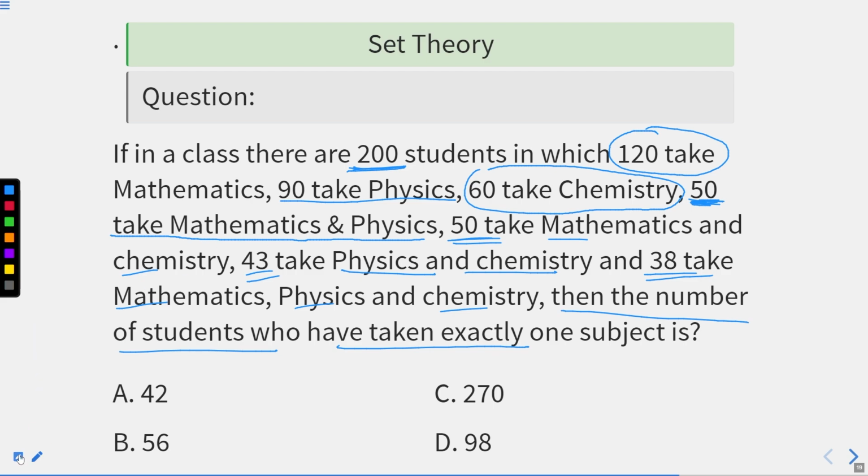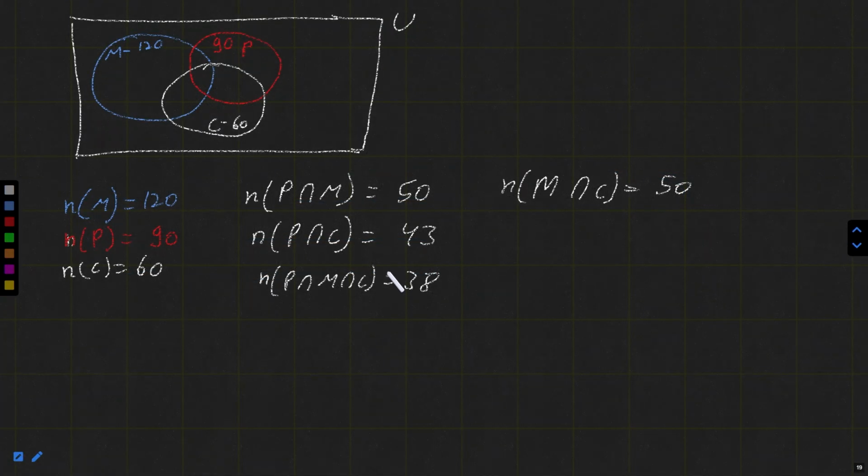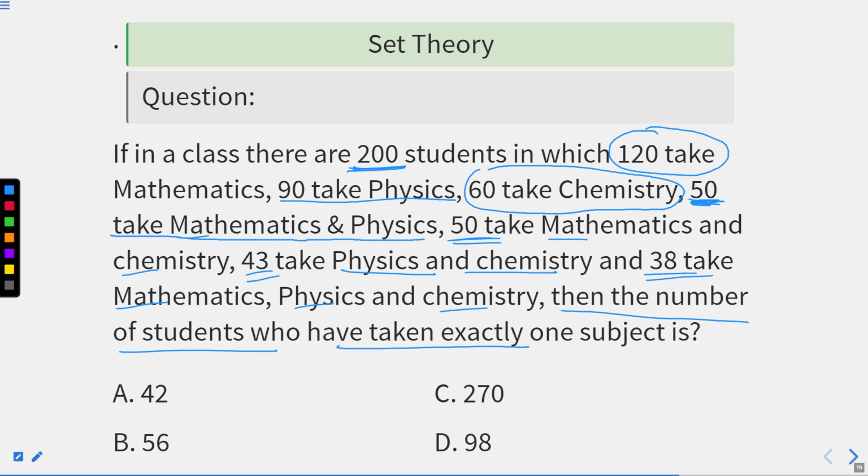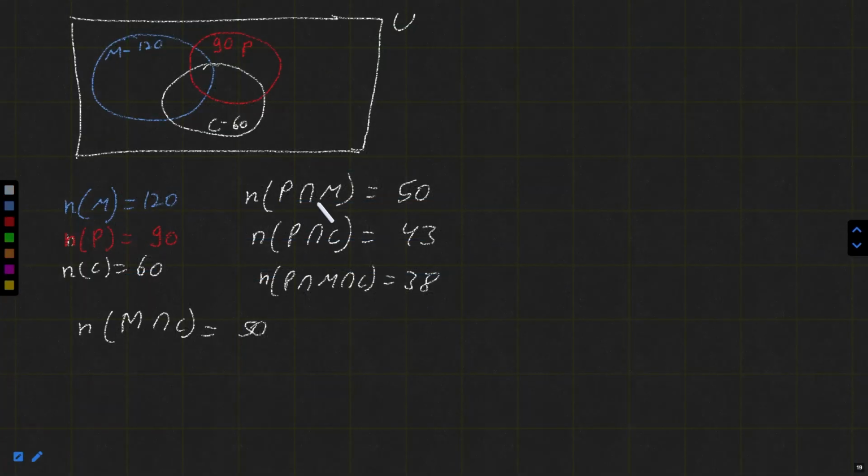Okay. So let's begin step by step. Let me write this information here. Number of students in math and chemistry is 50. Let me verify. Number of students in math and physics is 50, and math and chemistry is also 50. Physics and math and chemistry. Okay, clear? Now we are given all of this information.